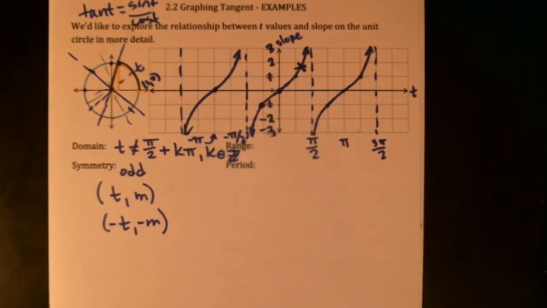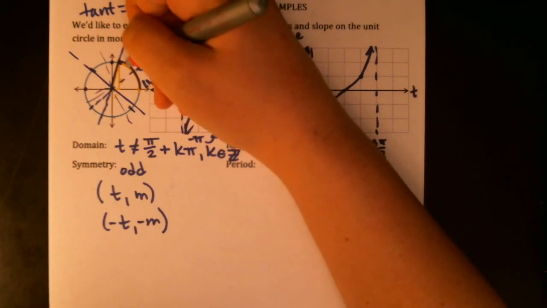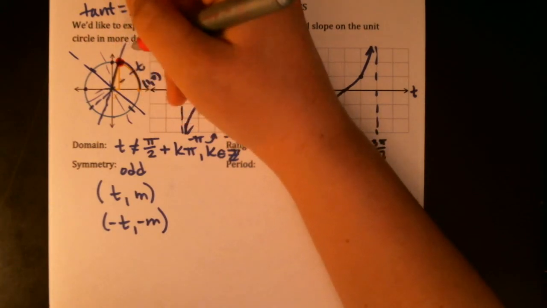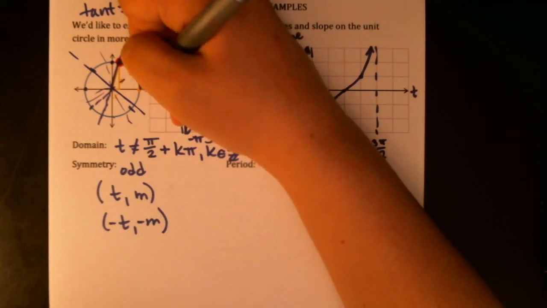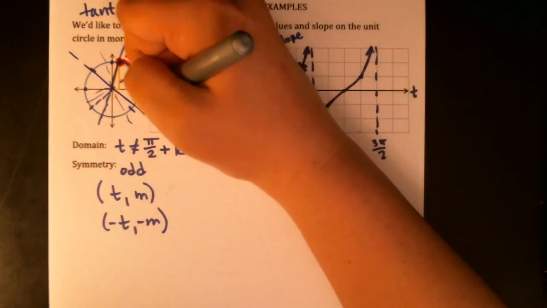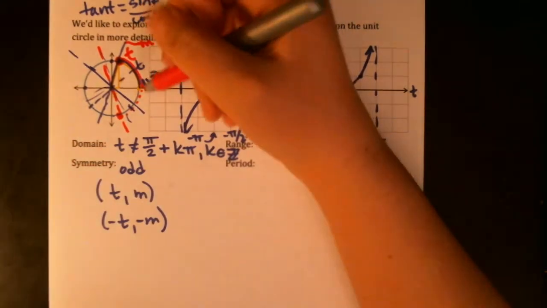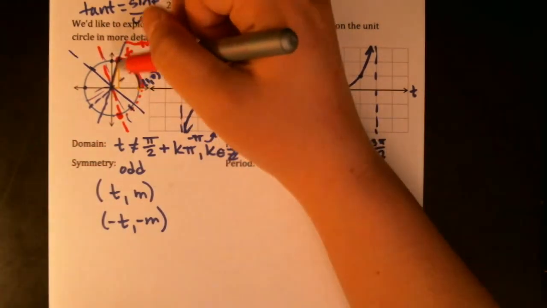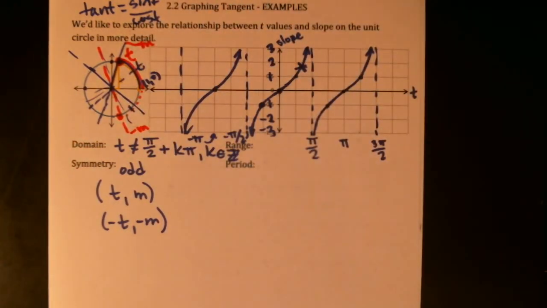And we can see that on the unit circle as well. Let me see if I can get color. I'm really cluttering this up. If this is our, here, we'll just use this one I started with. If this is our t value that gives us a slope of m, then if we go the opposite direction, negative t, you can see that we just get the opposite slope. So this is the same steepness, but it's now negative. So either on the unit circle or on the graph of tangent, we should be able to spot that symmetry.